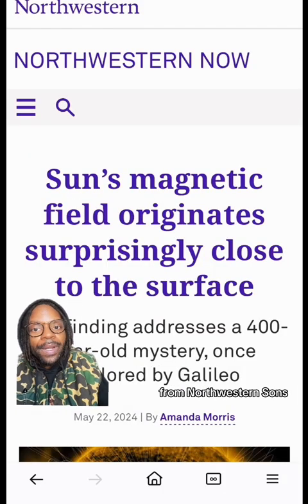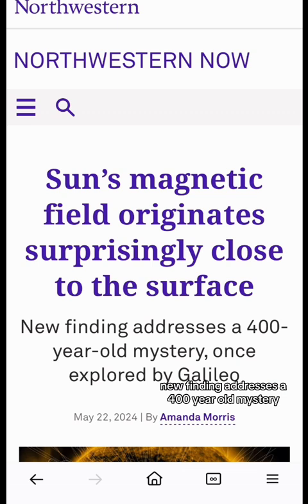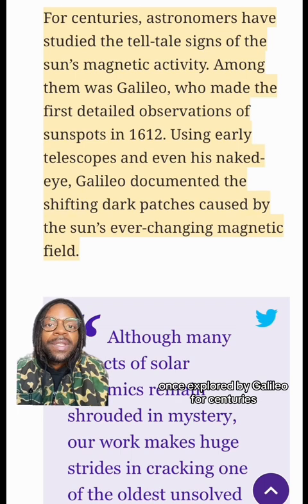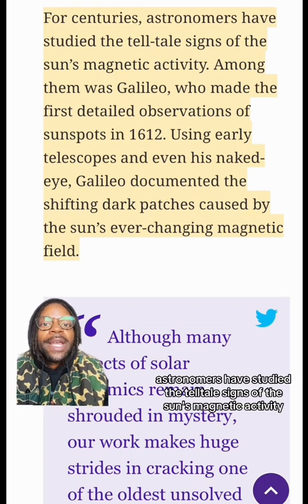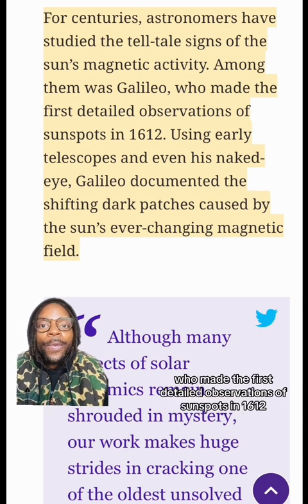From Northwestern, Sun's magnetic field originates surprisingly close to the surface. New finding addresses a 400-year-old mystery once explored by Galileo. For centuries, astronomers have studied the telltale signs of the sun's magnetic activity. Among them was Galileo, who made the first detailed observations of sunspots in 1612.